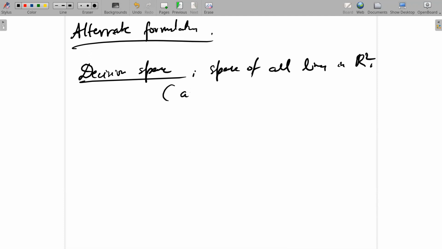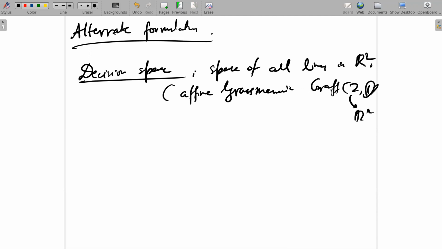This is what is known as the affine Grassmannian, if you have come across this term. So let me call it Graph(2,1). The 2 refers to R2. This is the space of one-dimensional things. In general, if you have heard these terms in data science, you have some high dimensional data and you want to bring it to certain low dimensions so as to be able to visualize and study it.